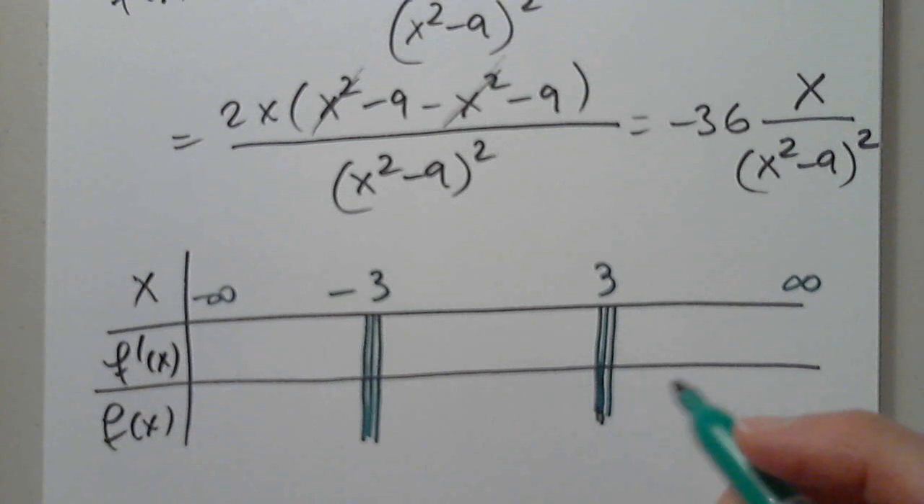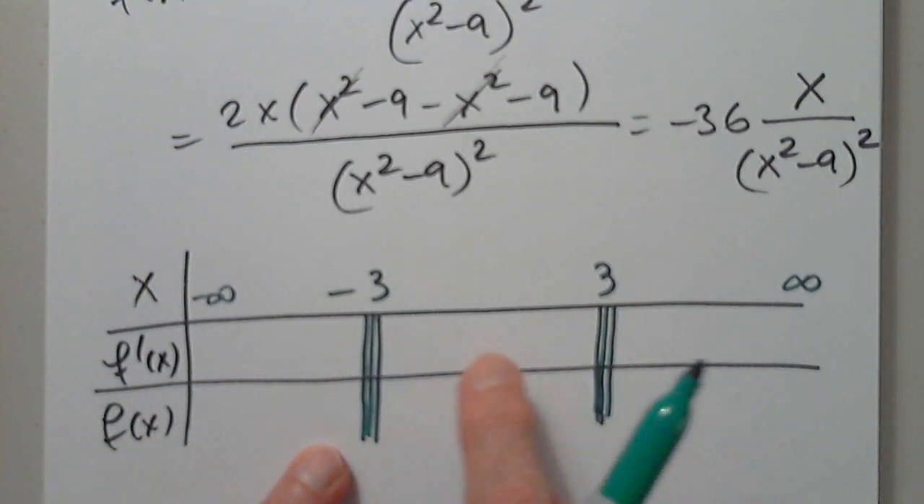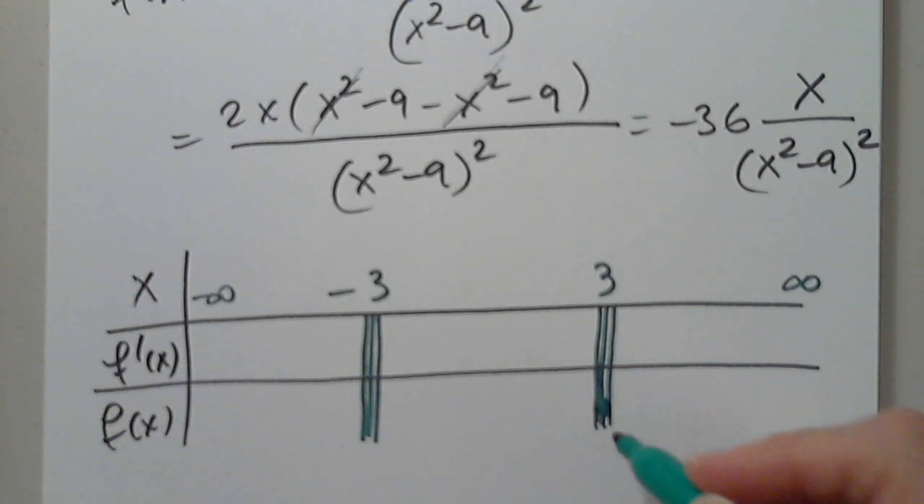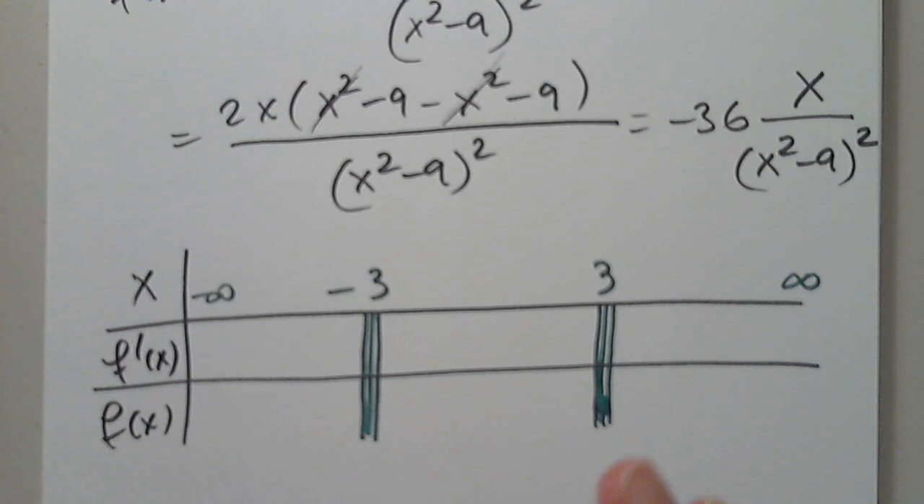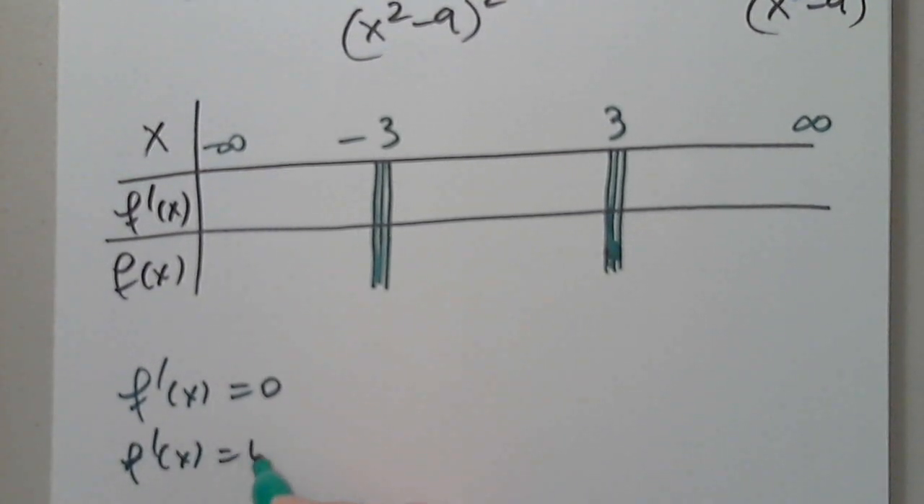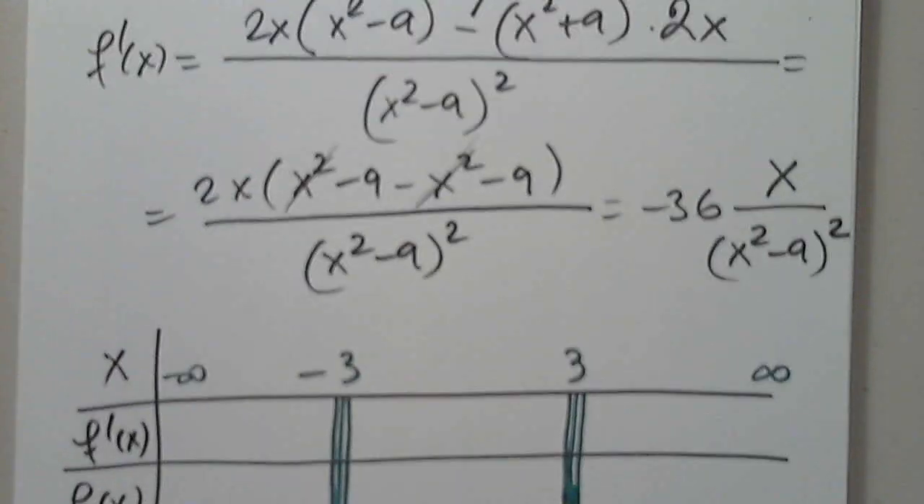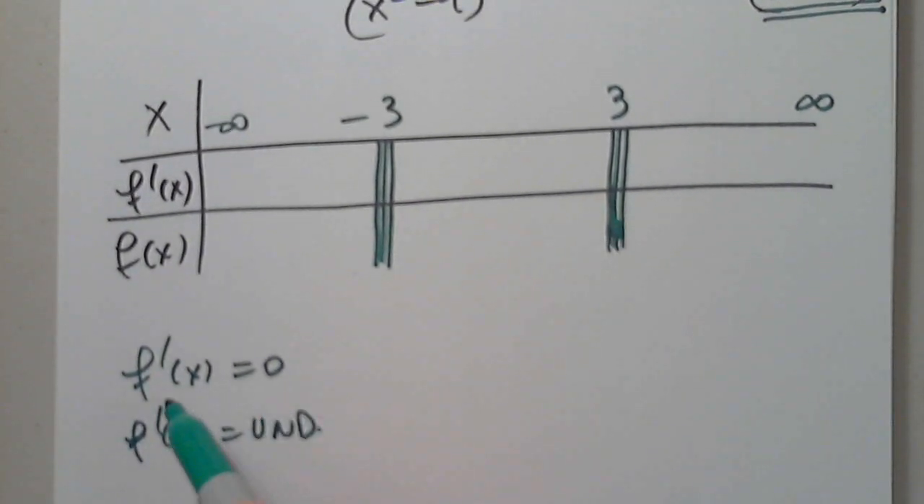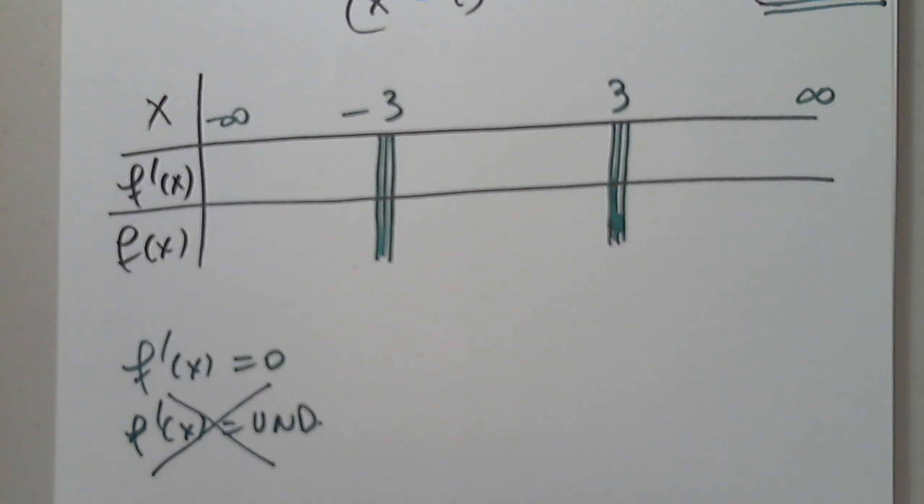Which means there is nothing I can write under these. I'm not allowed to write anything. It's undefined. If the function is undefined, all derivatives will be undefined at that point. Guaranteed. Good. So now I need to investigate f prime of x being 0 and f prime of x being undefined where the function is defined. But this is undefined at positive or negative 3, but so is the function. So there are no critical numbers coming from f prime of x being undefined.